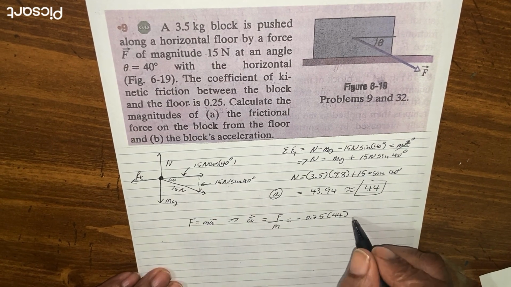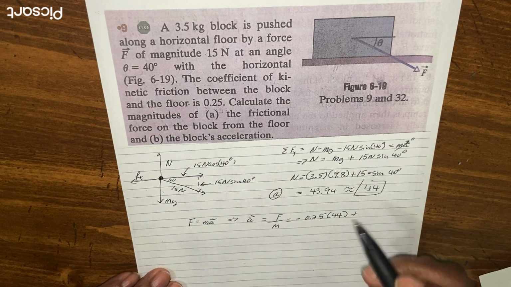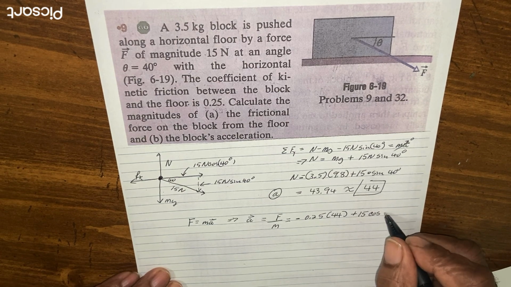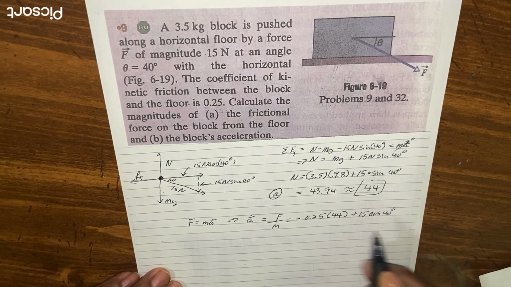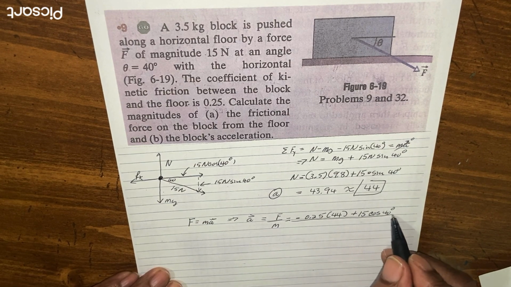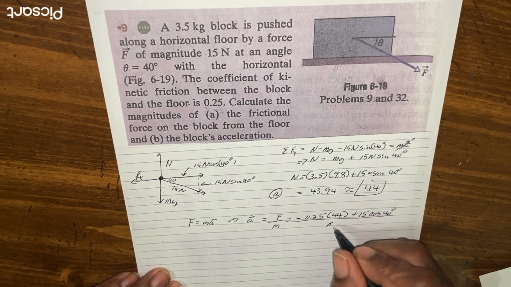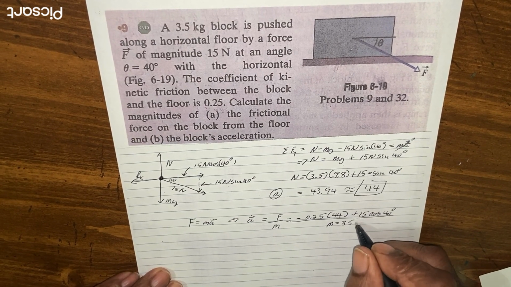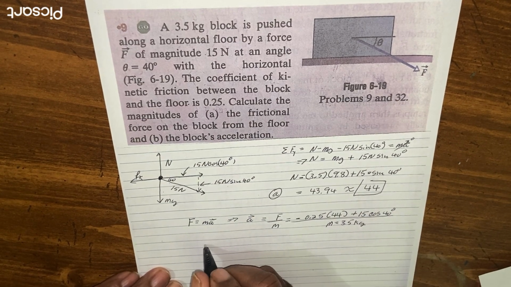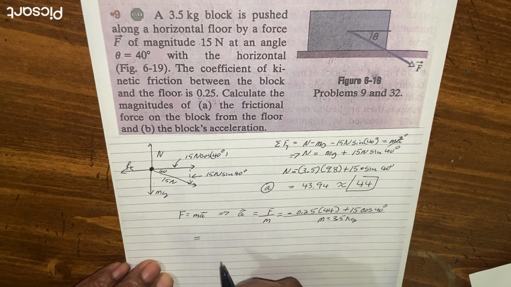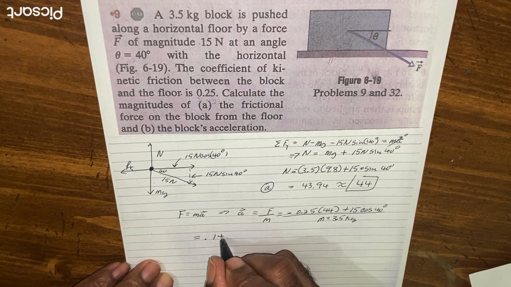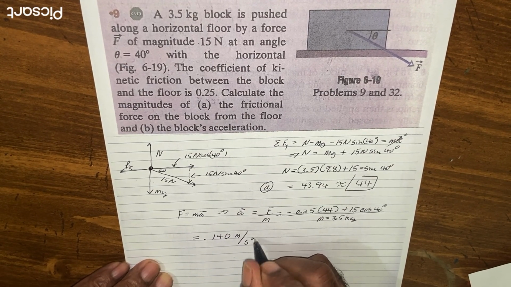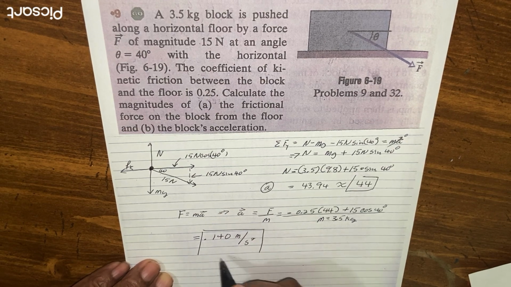And in the plus direction, we have plus 15 newtons cosine of 40 degrees. And that's all divided by the mass, which is 3.5 kilograms. And that's going to equal 0.140 meters per second squared. So that is the second part.